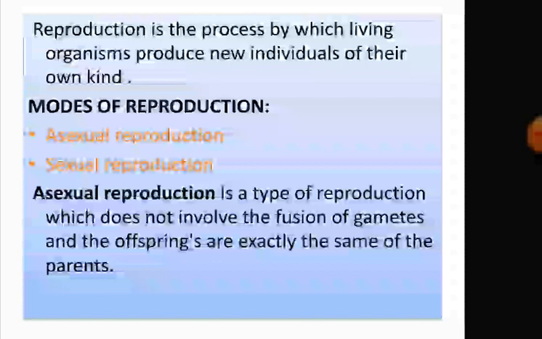Now, in case of asexual reproduction, only a single parent is involved and there is no fusion of the male and female reproductive cells called gametes. So, asexual reproduction is a type of reproduction which does not involve the fusion of gametes, and the offsprings are exactly the same as the parent. As only one parent is involved, the offsprings are exactly the same as the parent.